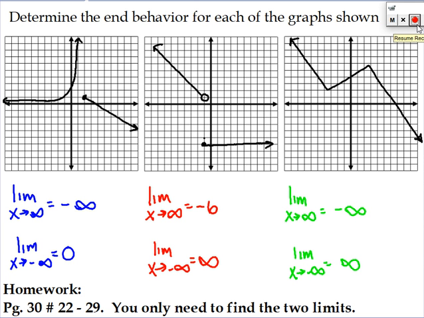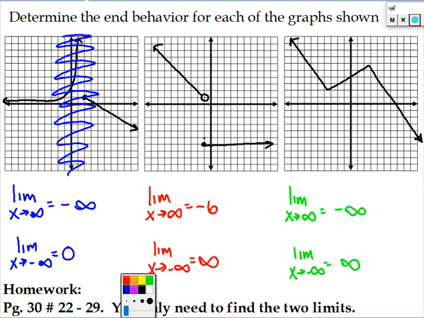Okay, here they are. So for the first one, again, I don't care at all what's happening here in the middle. As I go to the very right, this graph is going down towards negative infinity, and as it goes to the left, it's going towards 0. For my middle one here, again, I don't care that there's a jump discontinuity there. I'm not asking the limit as x approaches negative 1. Towards infinity, it's going to be negative 6, and towards negative infinity, it's going to be up, which is positive infinity. And for my last one, going to the right, it's going down to negative infinity, and to the left, it's going up to positive infinity.